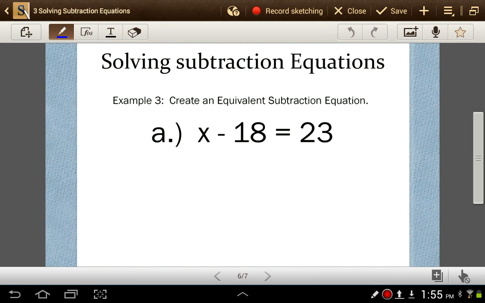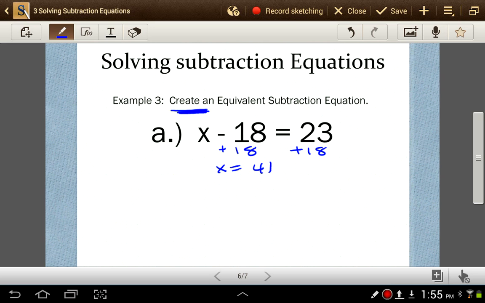In example 3, again, I want to focus on creating. So you want to write subtraction equations that represent the same amount. So the first thing you need to do is figure out what this amount equals. So I'm going to add 18 to both sides real quick, and that's going to give me x equals 41. So I want to write an equation where the answer is 41.